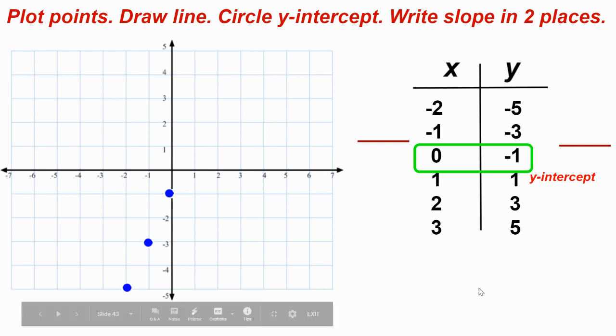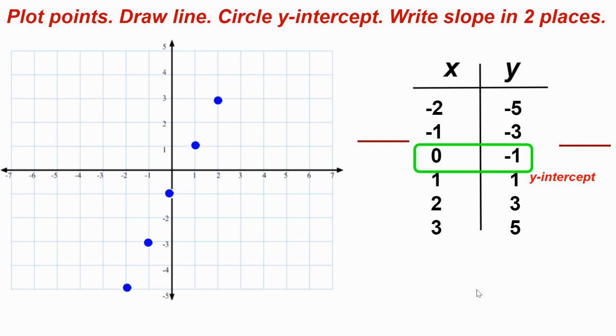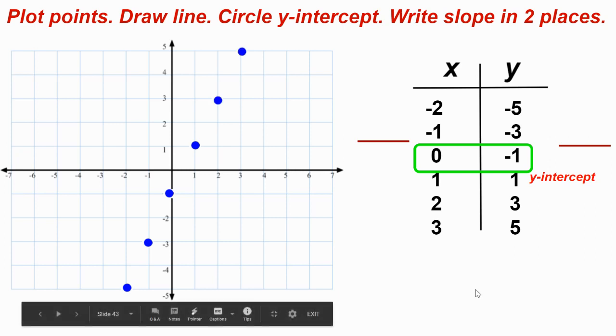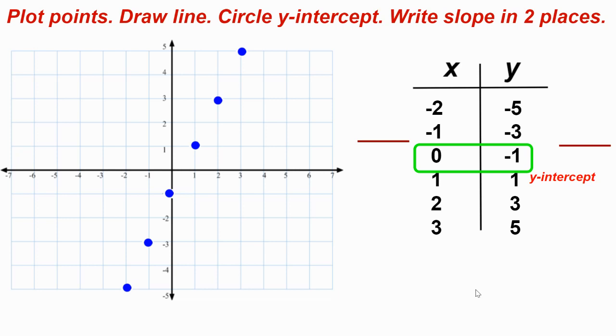The next point is 1, 1. There it is, 1 on the x, 1 on the y. 2, 3. There it is, 2 on the x, 3 on the y. And 3, 5. We got 3 on the x, 5 on the y. At this point, remember, your only job is to really connect those dots and draw your line, right? There's your line. Notice, nice and consistent all the way through there.